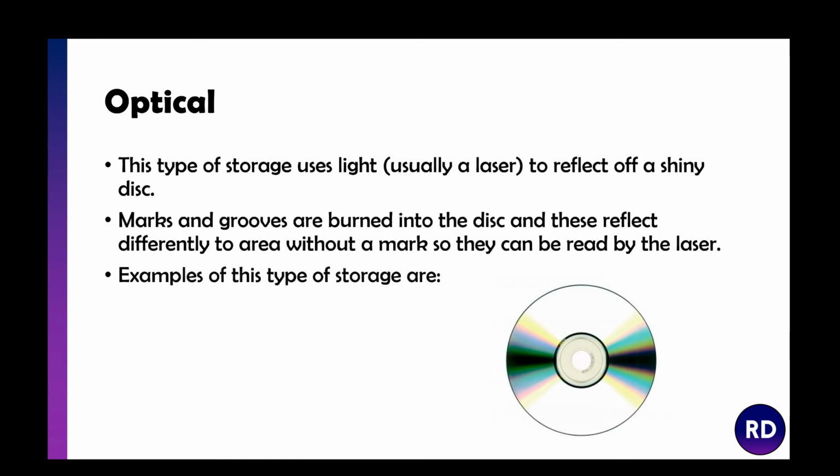So let's look at optical first. This type of storage uses light, usually some form of laser, to reflect off a shiny disk. Now, the disk has marks and grooves that are burned into it, and these reflect differently to an area without a mark, so they can be read by a laser. So essentially, if the light gets reflected, it could be a 1, and if it doesn't get reflected, it could be a 0, and it's all stored as binary. So the CDs, DVDs, and Blu-rays.